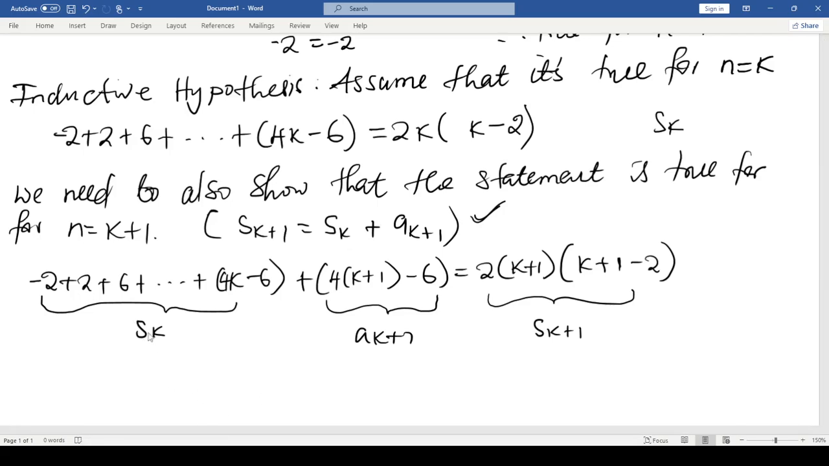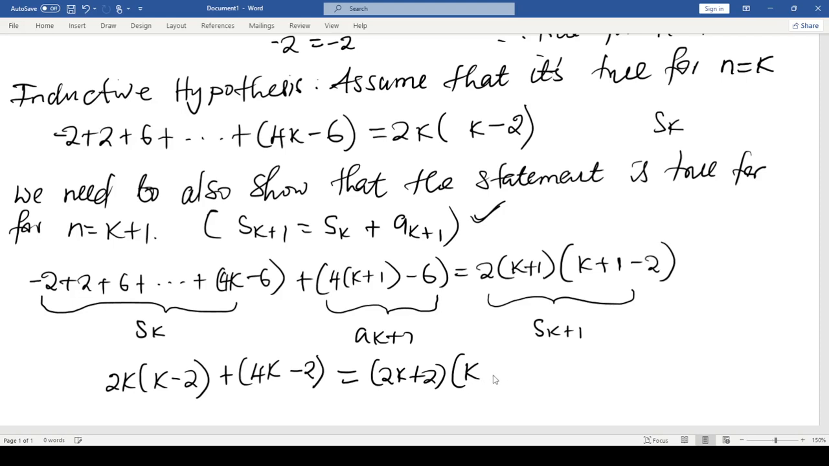So where there's s_k here, we're going to get 2k, this expression that we have this side. So here we have 2k(k minus 2) plus, then here we're simply going to have 4k, so 4 multiplied by 1, that's going to be 4 minus 6, that's going to be minus 2, being equal to, then this side we distribute the 2, so that's 2(k plus 2), then the other side we're going to have (k minus 1), because 1 minus 2 will give us negative 1. So this is what we have here.